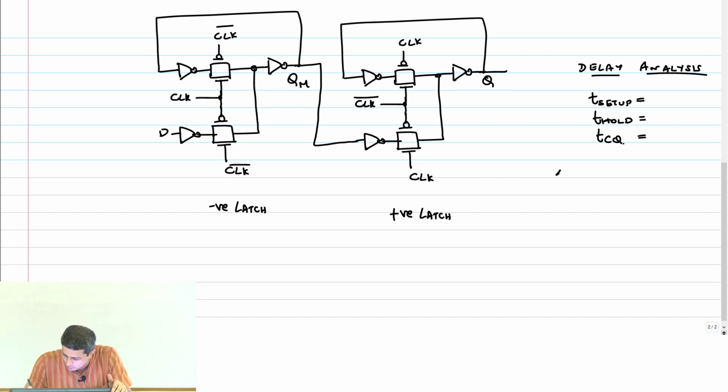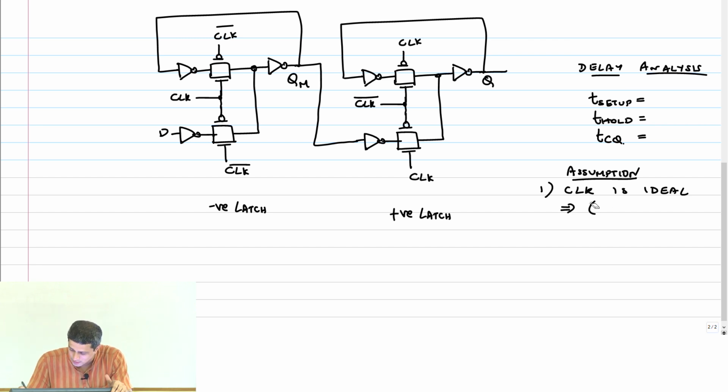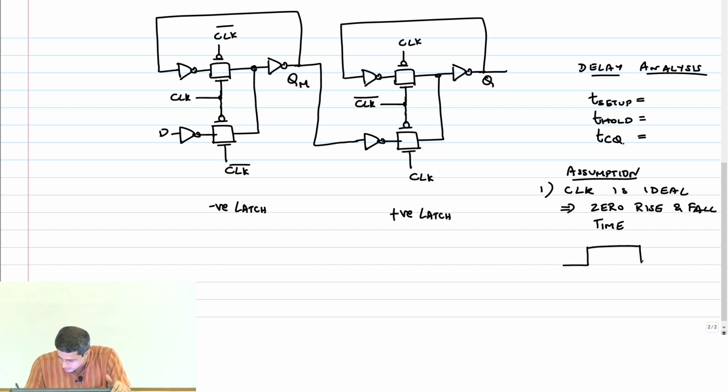The first assumption we are going to make is assumption 1: clock is ideal. What does this mean? It implies 0 rise and fall time. Which means, as opposed to what I drew earlier, the clock will now appear like this.